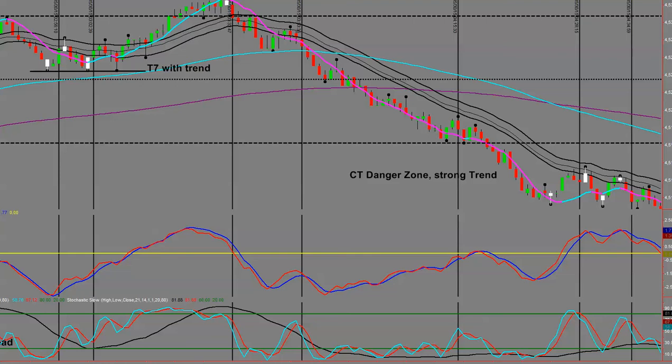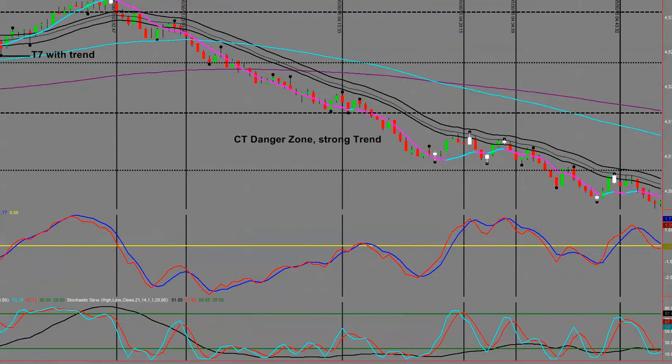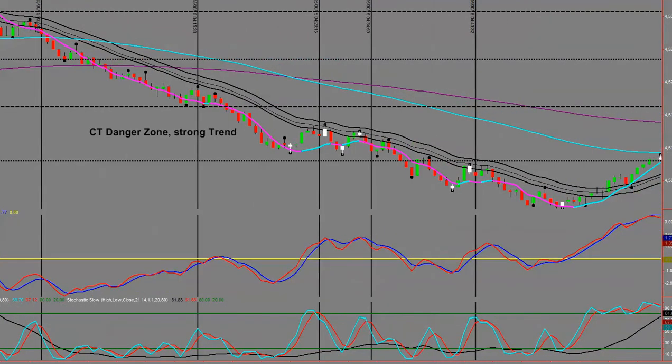Now another period there of counter trend, danger zone, strong trend, and this is why. This is something I want to quickly show you. Here's why traders, and even experienced traders, there's no need to counter trend trade. You get the sweet spots.